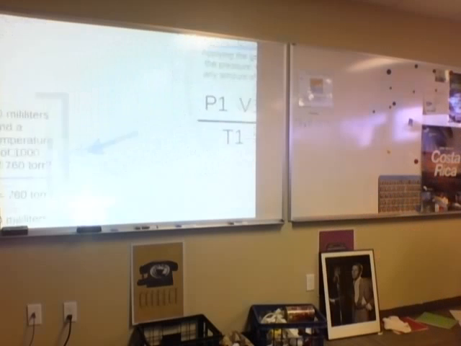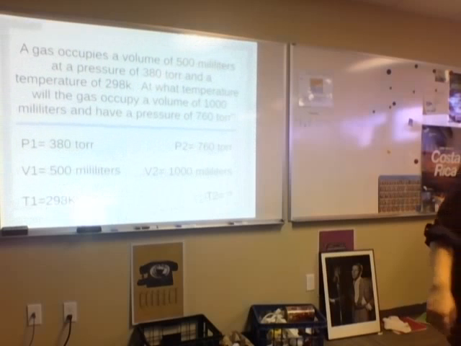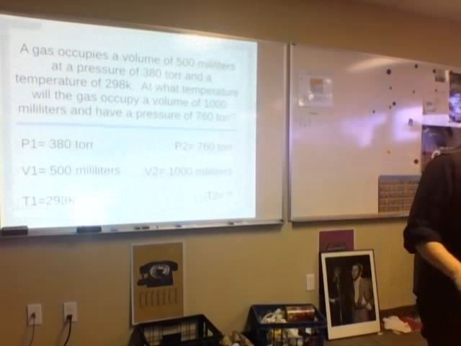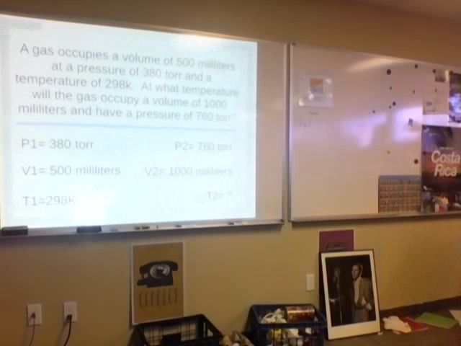An example problem for this from the test is a gas occupies a volume of 500 milliliters at a pressure of 380 torr and a temperature of 290 Kelvin. At what temperature would the gas occupy a volume of 1000 milliliters and have a pressure of 760 torr?